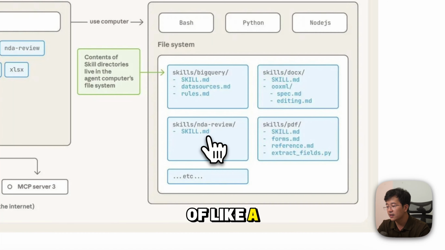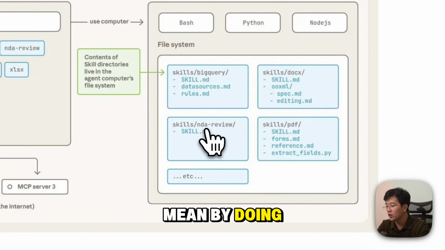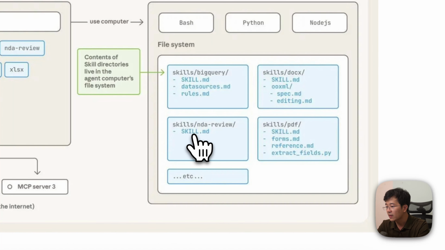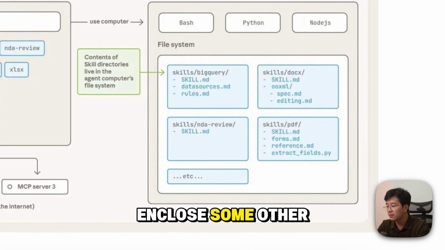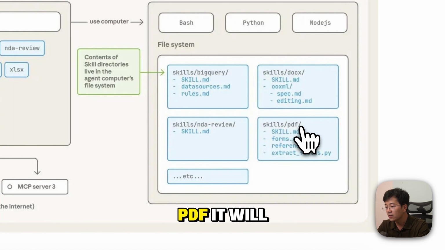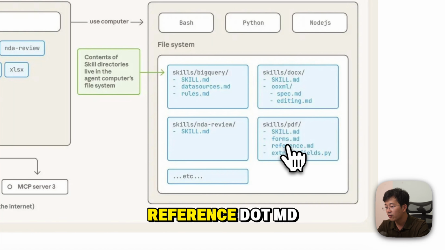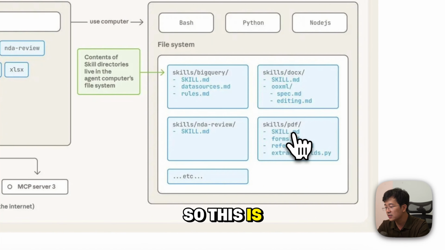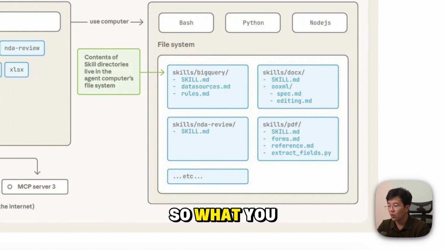It's kind of like a file where you describe to the agent what it means to do an NDA review. And it is not limited to this file, because you can enclose other files as well. For example, in this PDF skill, it has other files like form.md, reference.md, and extractfield.py. So the skill.md is like the job description, describing what you can use this skill to do.